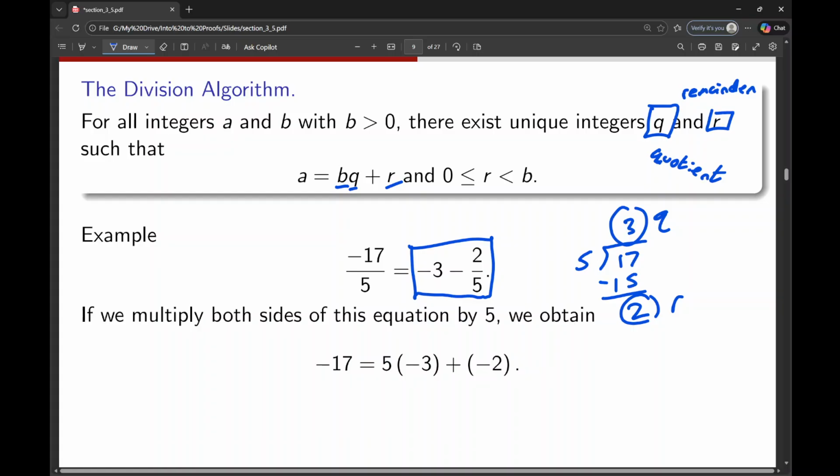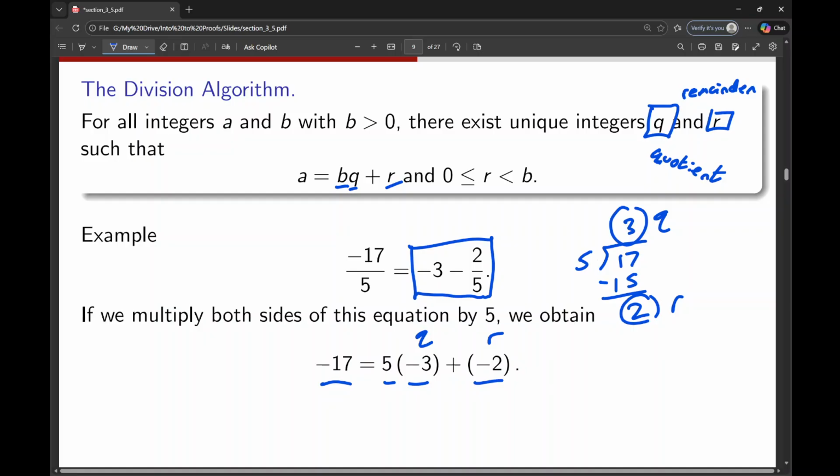That's the way you want to do it when you're calculating, when you want to know the actual number. But sometimes for intro to proofs, we want to stay only in the realm of integers. To stay only in the realm of integers, multiply both sides of that equation by 5, and you get -17 equals 5 times -3 plus -2. So then this is our quotient, and that's our remainder.